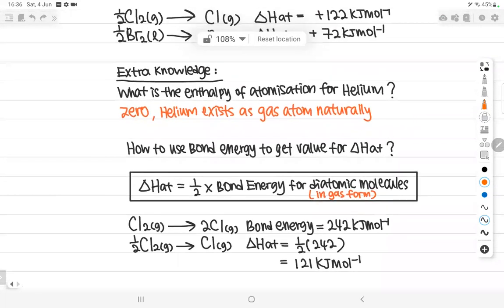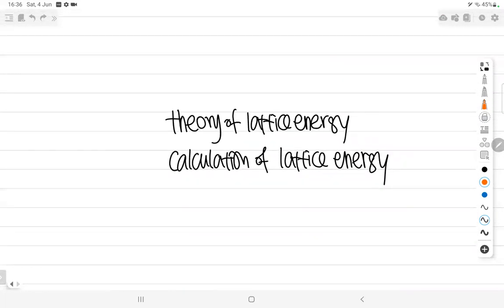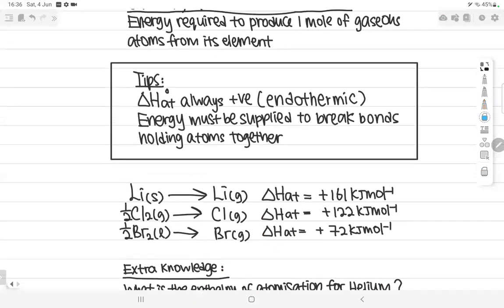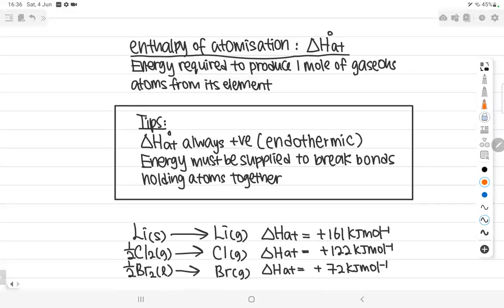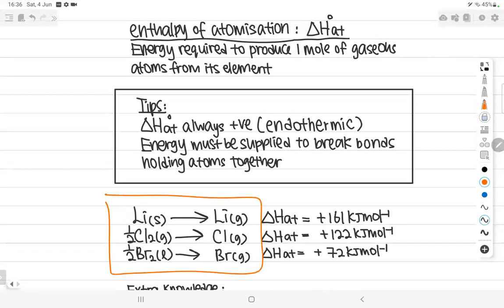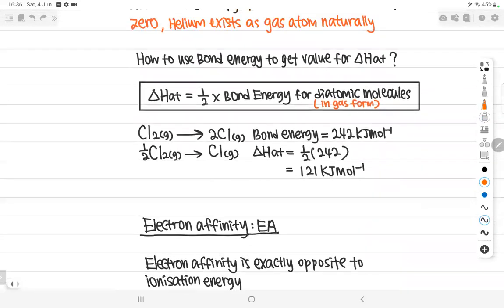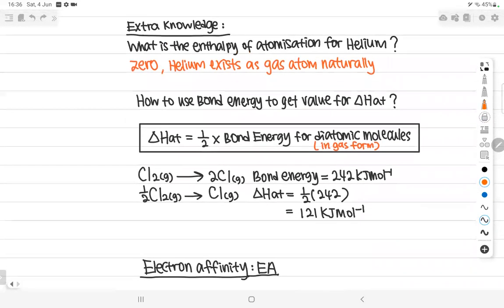Okay, so we are done with the first concept today, which is the enthalpy of atomization. So you all just need to know the definition for enthalpy of atomization. You all need to know how to write the equation for the enthalpy of atomization. You all must know enthalpy of atomization must be always positive. You all need to know that if the enthalpy of atomization is not given, you can use the bond energy multiplied by half to get the value yourself. That is everything you need to know for now.